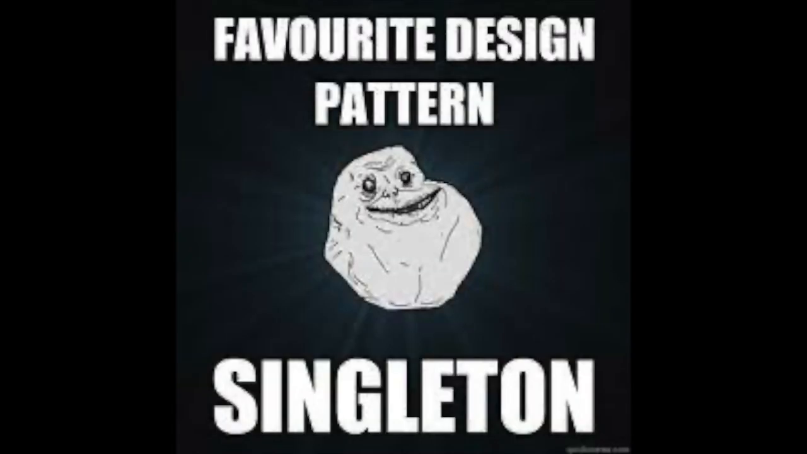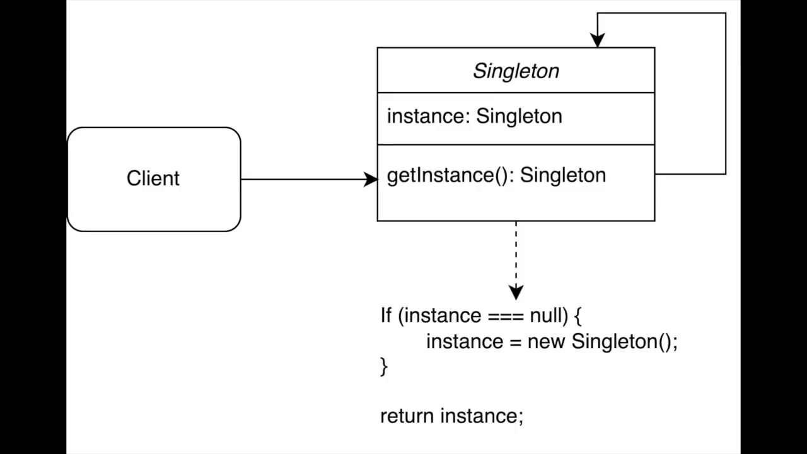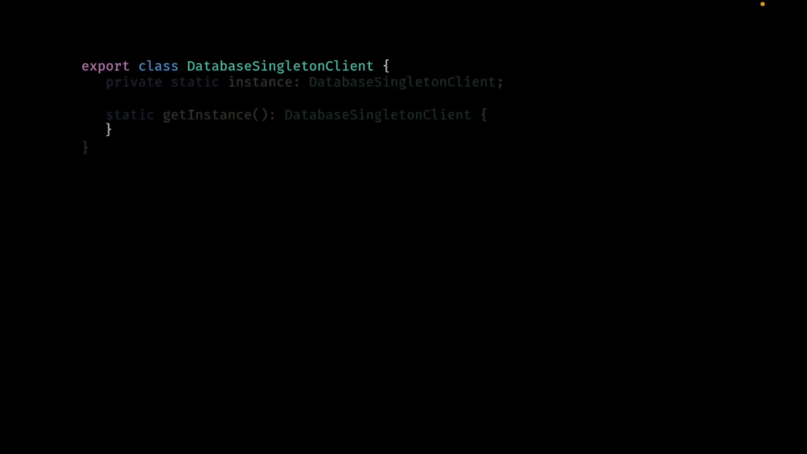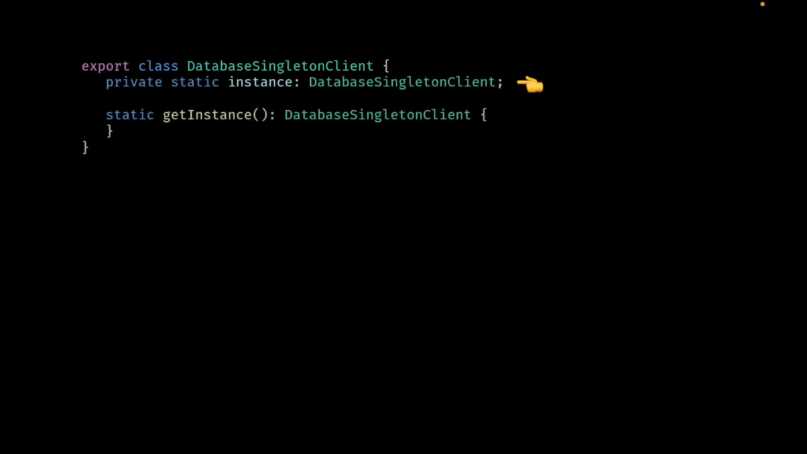In general, that's when you need to use the singleton pattern. You will ensure that only one instance of that class is created and provide only one access to that instance. To create a singleton class that represents the database client, create a database singleton client class. You need also to create a private static instance property and a static getInstance method.